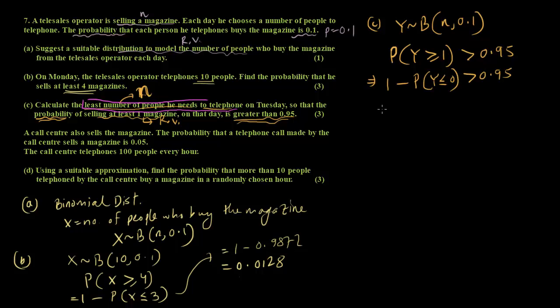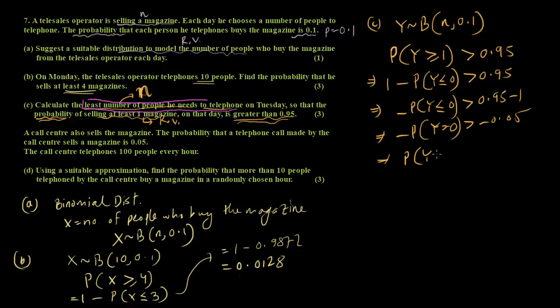So greater than 0.95. So this would be minus P(Y less than or equal to 0) greater than 0.95 minus 1. Y less than or equal to 0 is the same as equals to 0, and this would be minus 0.05. If you cancel the negative, P(Y equals 0) is less than 0.05. Now we know the rule for binomial, so P(Y equals 0) is going to be nC0.